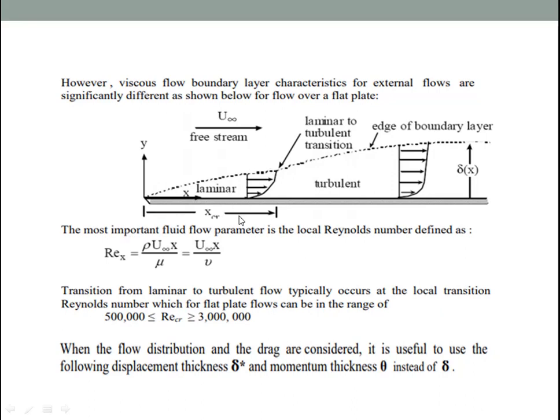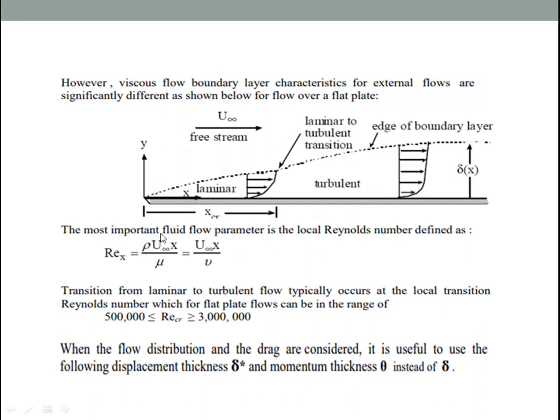This profile is called the parabolic velocity profile, and this profile is a somewhat flatter profile which is developed in the turbulent zone. And this section is called the transition section, which is from laminar to turbulent. The point at which the flow starts is called the leading edge of the plate, and the point at which the flow ends is called the trailing edge of the plate, and x is the distance from the leading edge at a certain section of the plate.